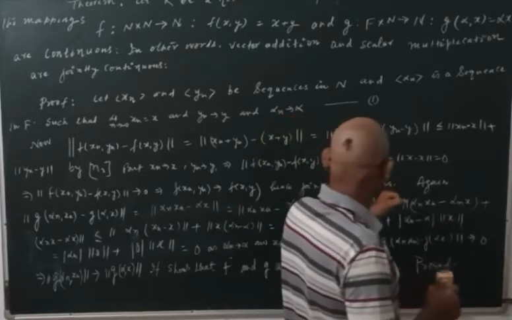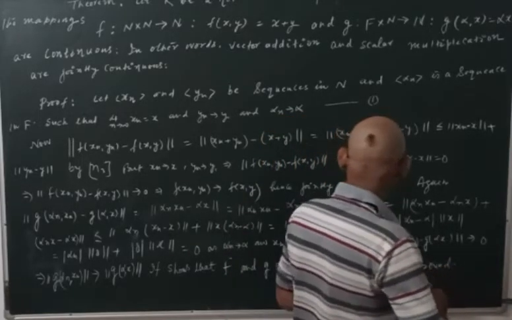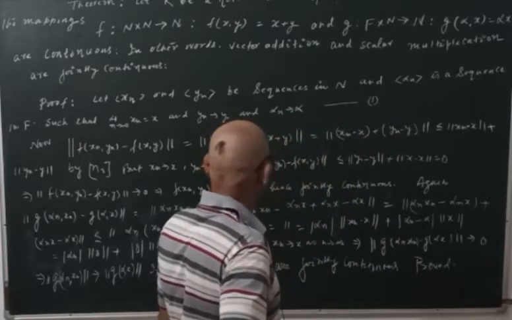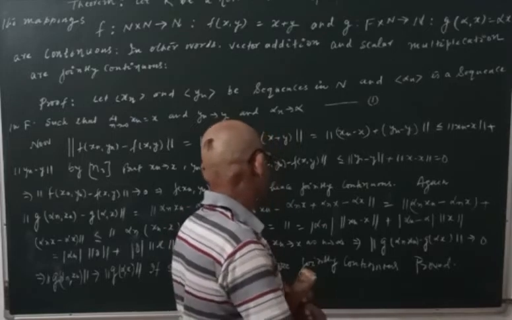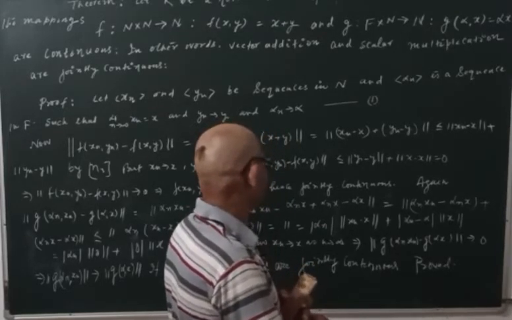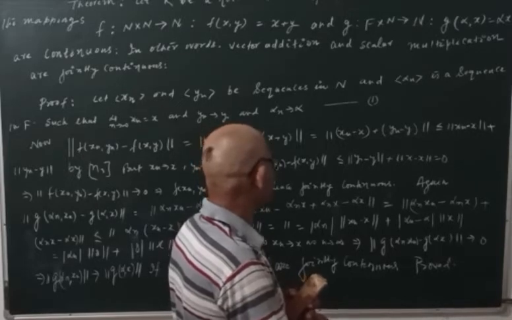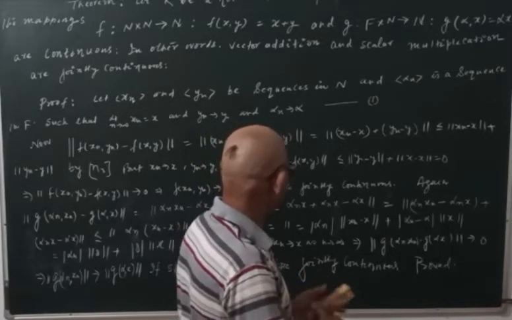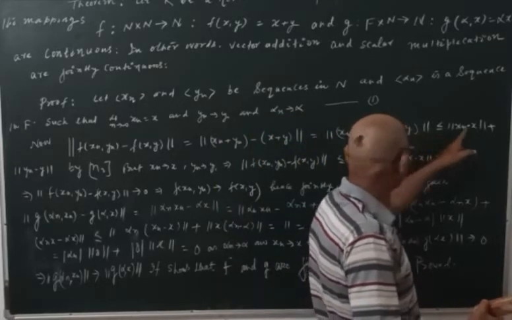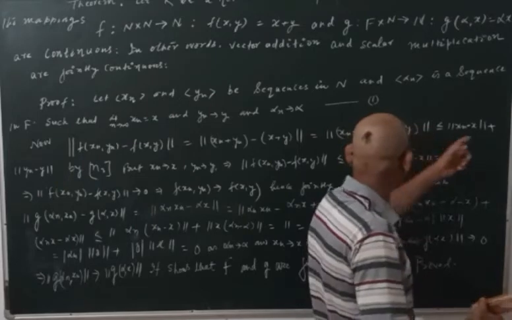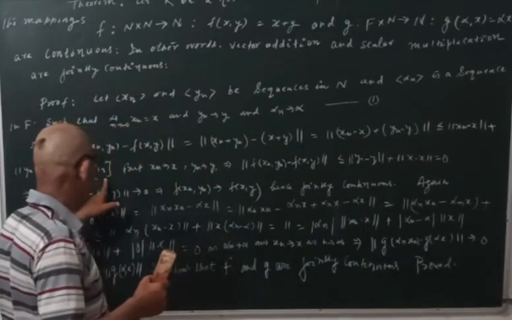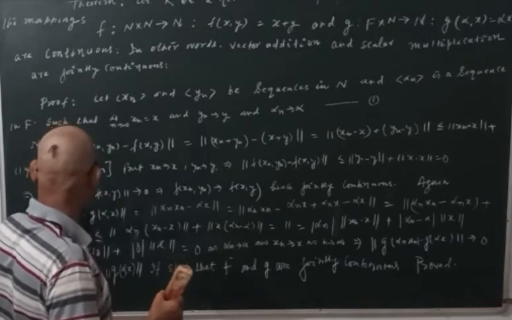Now we know that the property 3 of the norm is: norm of x plus y is less than or equal to norm x plus norm y. So norm of xn minus x plus yn minus y is less than or equal to norm of xn minus x plus norm of yn minus y. This is property 3 of a normed linear space.